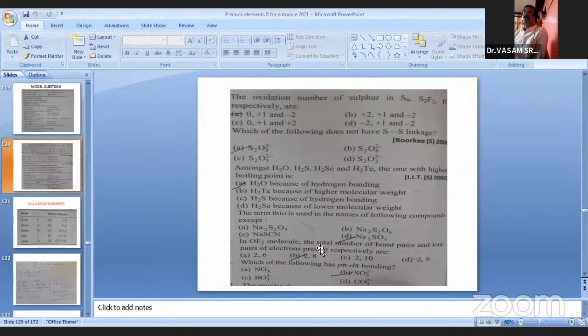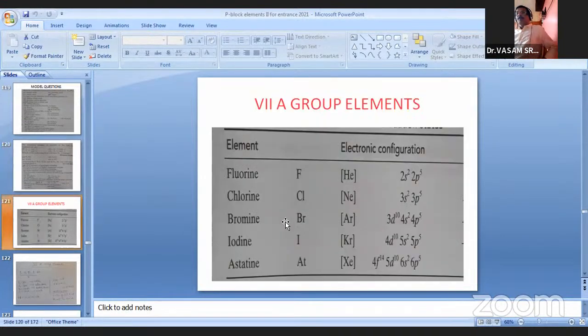And which of the following does not have an S-S linkage? In the structures, check for S-S and S-O-S linkages to find which does not have an S-S linkage. That is also a good question. So these are the model questions, different questions like this from 6th group elements.